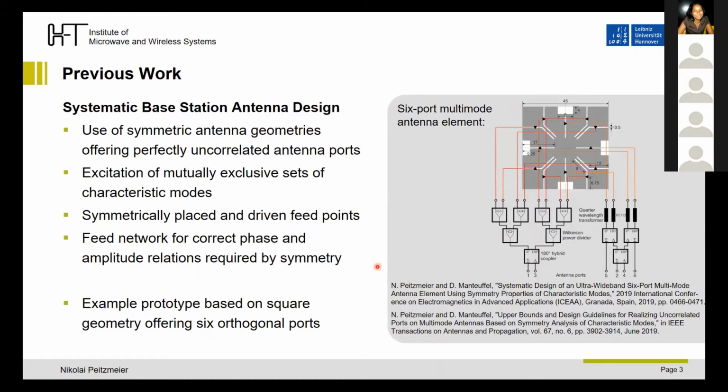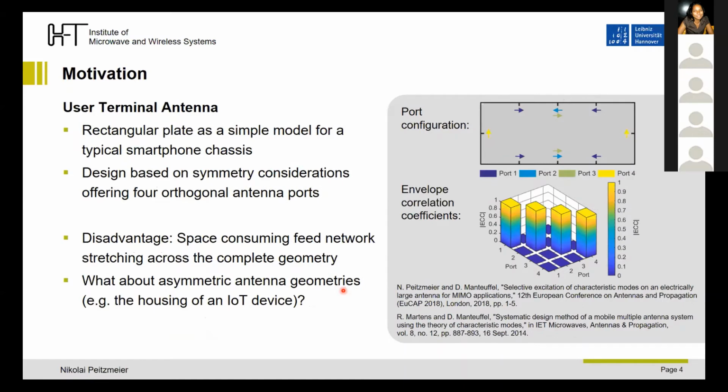So this is the base station antenna design, and this symmetry-centered design approach is quite well understood. But what about the mobile terminal or user terminal, so the terminal at the other side of the massive MIMO link? Usually we want to use some given geometry, for example, the chassis of a smartphone or the housing of some device. And there we cannot decide freely about the antenna geometry. So we have to live with what we get.